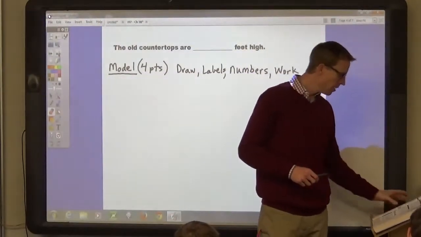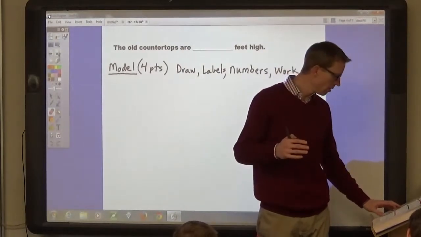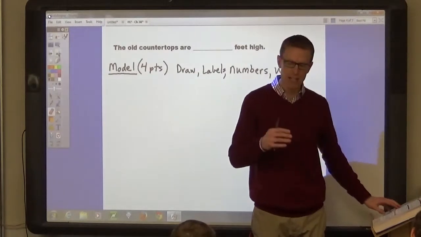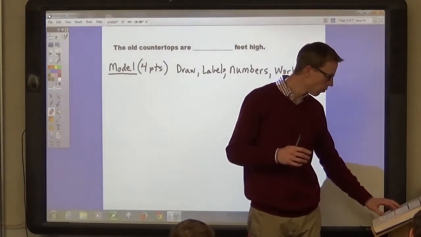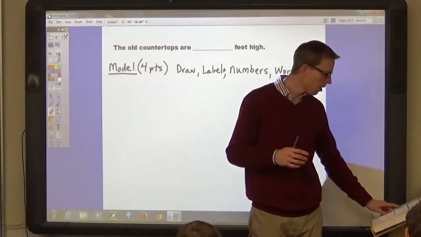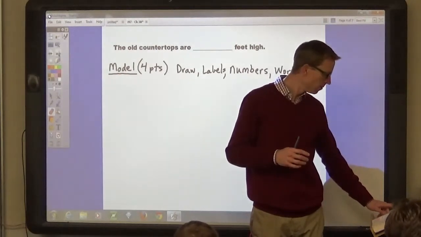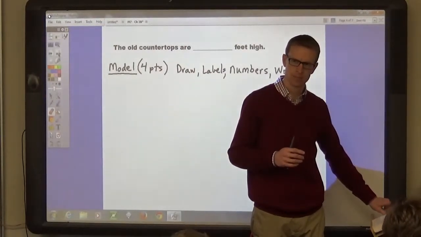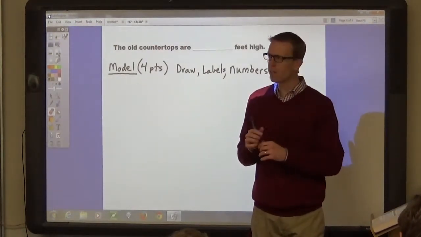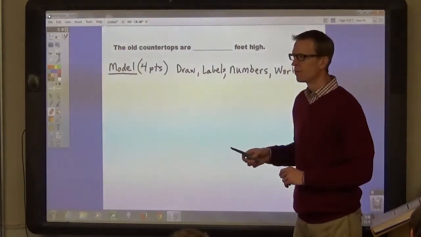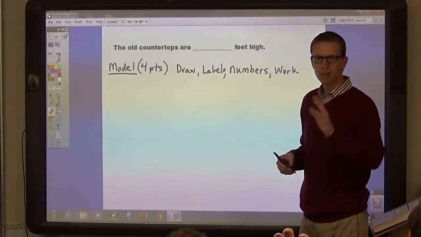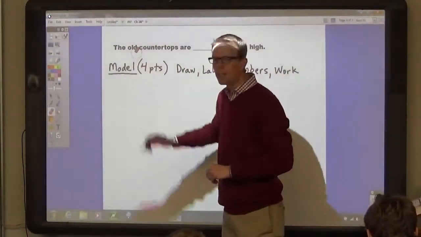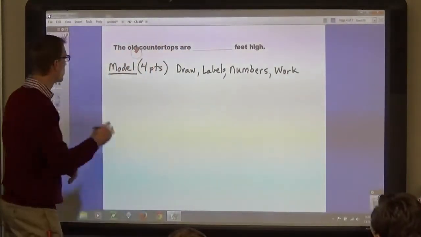So first it says, to accommodate a wheelchair, a builder installed countertops that are 0.75 feet lower than the original ones. The new countertops are 2.5 feet high. How high were the original countertops? Okay, so what are we looking for? What's the answer statement? The old countertops are blank. Right, the old countertops, or the original countertops. The height of the original countertops, right?